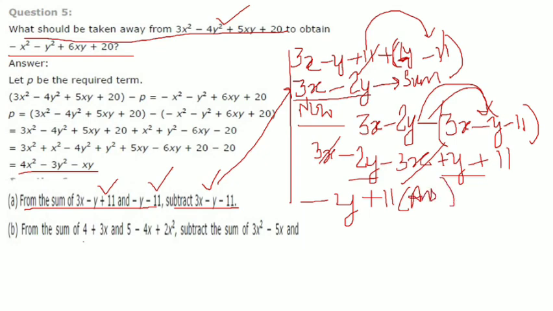Now again from the sum of this and this, we have to subtract the sum of this, and what is the next part? It's a misprint here. So in the same way we have to take the sum of this term and this term and the other terms given to you, and we have to subtract.